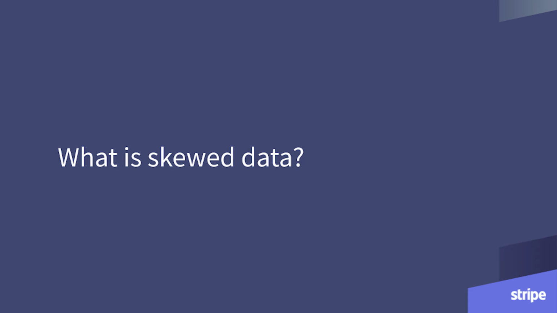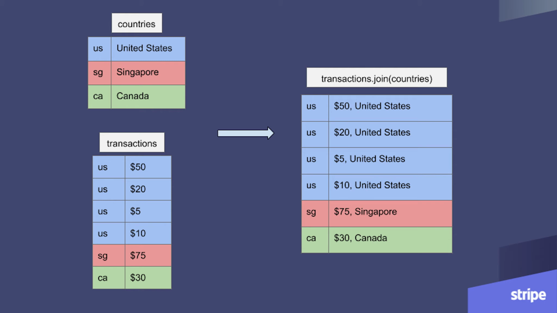So what is skewed data? This is an example of a join. Say you have a data set called countries, which is a mapping between the country code and the name of the country. And I have a list of transactions, which is, again, country code and the transactions which happened. And eventually, I want to get that data set on the right after the join, which is a transaction amount and the complete country name.